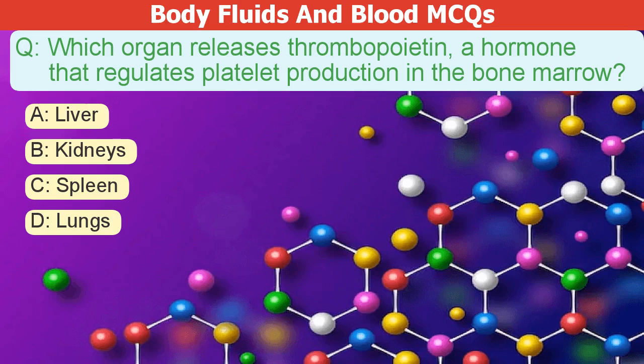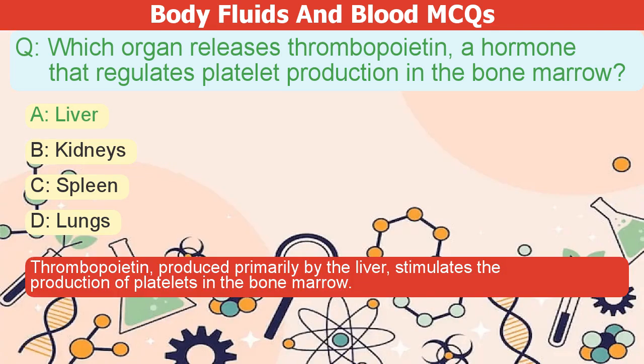infection. Which organ releases thrombopoietin, a hormone that regulates platelet production in the bone marrow? A. Liver. B. Kidneys. C. Spleen. D. Lungs. The correct answer is A. Thrombopoietin, produced primarily by the liver, stimulates the production of platelets in the bone marrow.